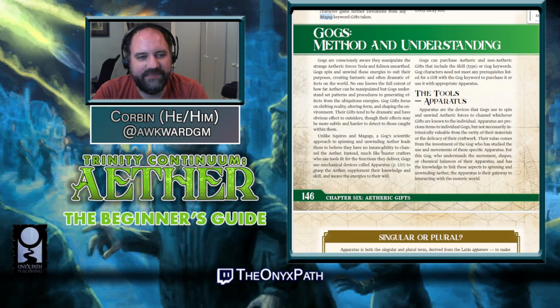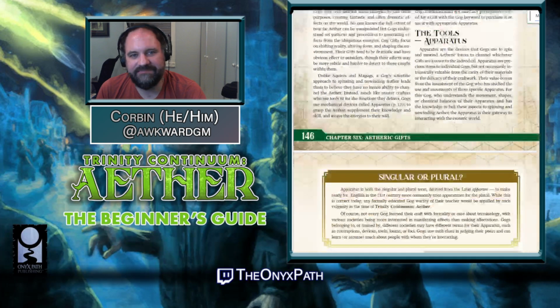Instead, much like master crafters who use tools fit for the functions they deliver, Gogs use mechanical devices called apparatus to grasp the Aether, supplement their knowledge and skill, and weave the energies to their will. Gogs can purchase etheric and non-etheric gifts that include the skill type or Gog keyword. Gog characters need not meet any prerequisites listed for a gift with the Gog keyword to purchase it or use its appropriate apparatus.